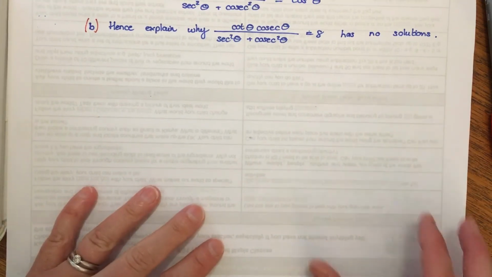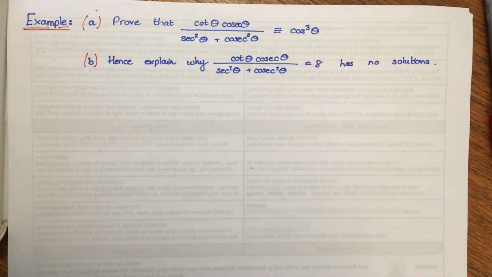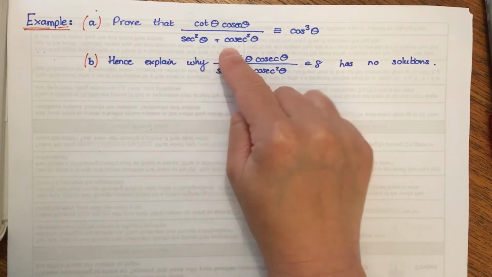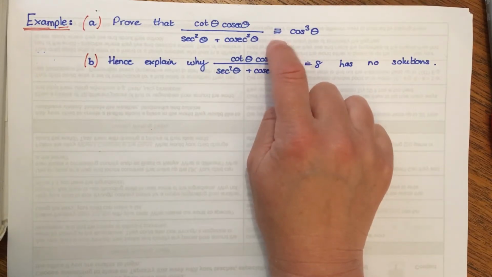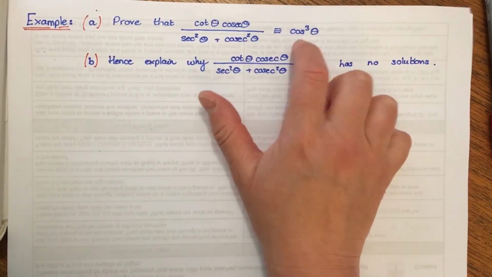Another example, so a proving type of example this time, is prove that cot theta cosec theta over sec squared theta plus cosec squared theta is exactly equivalent to cos cubed theta. Remember, these 3 lines mean it is exactly the same for all values of theta. It's not an equation that we solve, it means that it's the same as that.